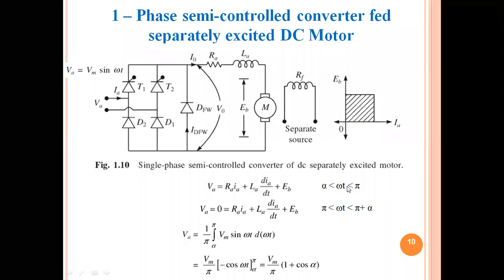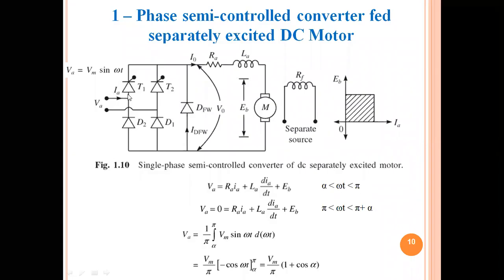to pi. So from alpha to pi, the KVL equation will be, according to KVL, the algebraic sum of supply voltage must be equal to the algebraic sum of voltage drops. Is it? So here the supply voltage is VA only. So VA is equal to the voltage drop across the resistor, which is IA RA, plus the voltage drop across the inductor, LA into dIA by dt, plus the voltage drop across the motor, which is EB, the back EMF. So this is for the alpha to pi duration.